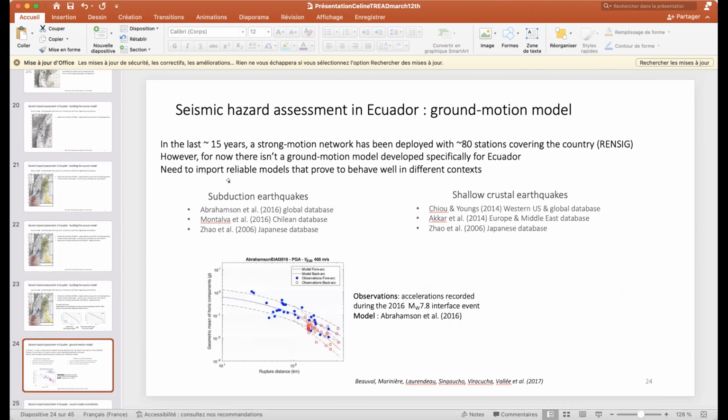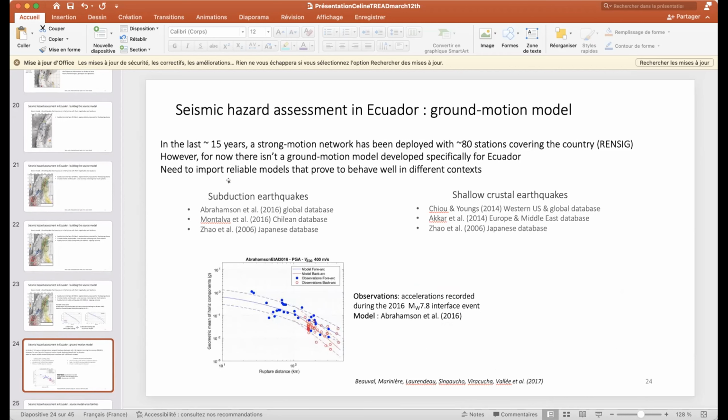So to evaluate hazard, we need a source model, and we need to combine this source model with a ground motion model. A ground motion model can be established for a region when you have a lot of strong motion recordings. In Ecuador, the strong motion stations had been installed rather recently, and at the time of the study, there wasn't a proper database to work with. So we needed to import models.